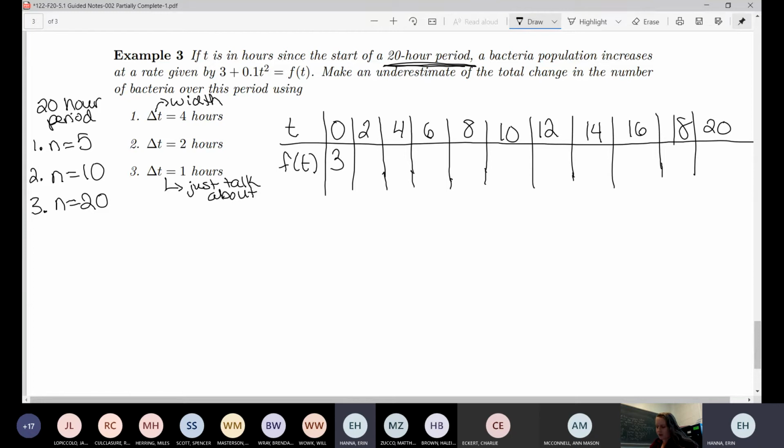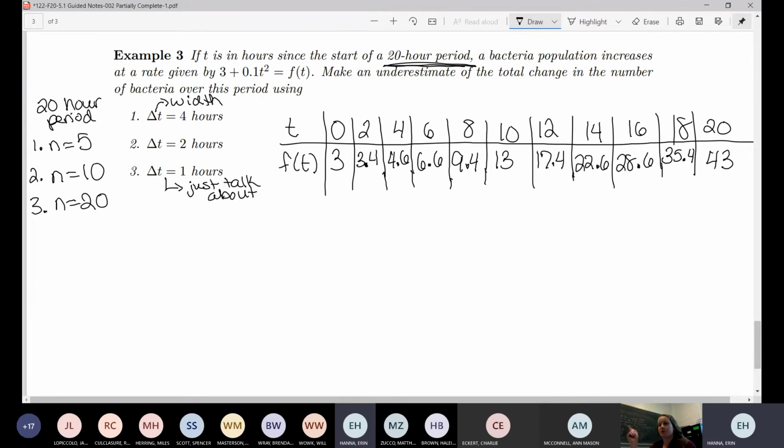So if we plug in 0, we're going to get 3. And then 3.4. And then 4.6. And then 6.6. 9.4. 13. 17.4. 22.6. 28.6. 35.4. And then 43. So we'll need all of those values eventually.